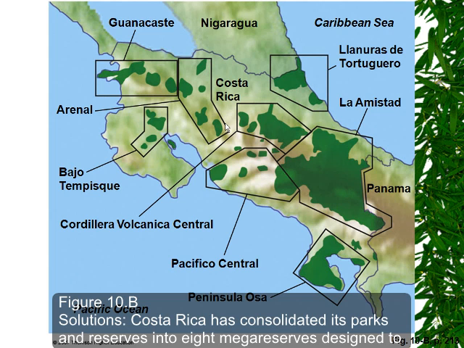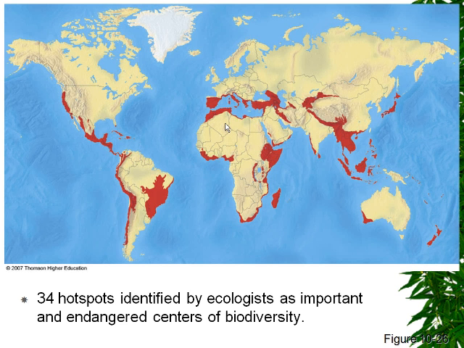Same diagram except bigger. There are 34 hotspots identified by ecologists throughout the world right now. They're identified because they're important to biodiversity, and they're endangered, in danger of losing those spots from climate change, from pollution, from human encroachment, whatever the cause. These are the areas around the world that are endangered right now.